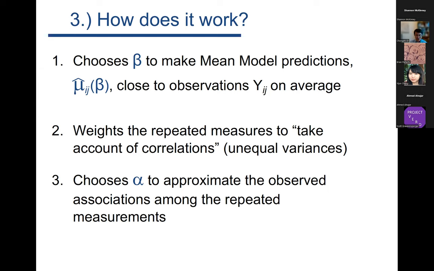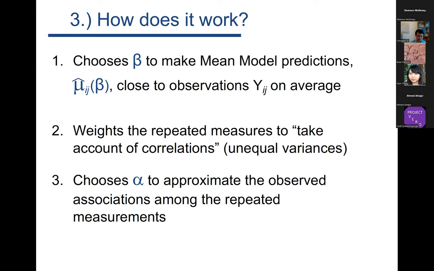For the regression coefficient, we still do that in the same way. But when there is correlation, the change compared to your standard regression is that we try to give different weights to the repeated measures to account for correlations. Correlations can be in the form of unequal variance, or in the form of a correlation between different observations. So the key is that you need to weight them differently. I will give you a toy example to show you exactly why.